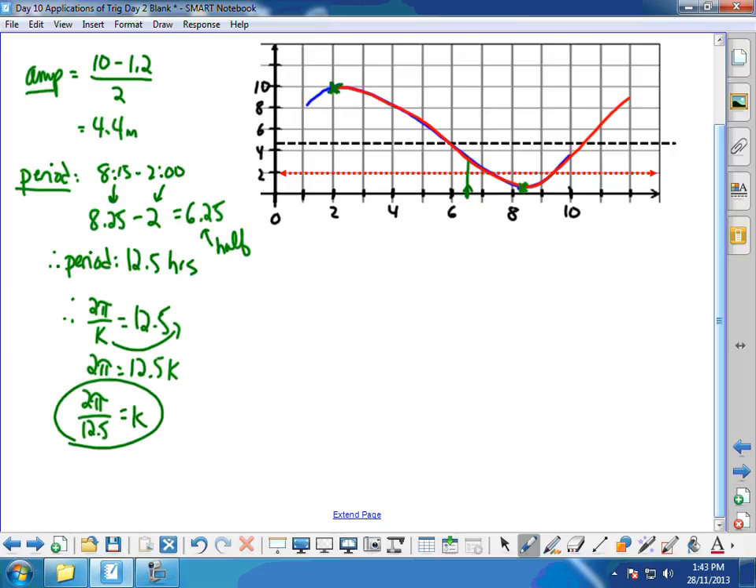Now we're going to try and figure out the phase shift and the vertical translation, and we're going to do that all on our cosine curve this time. So we're going to pretend the cosine curve starts at its max point, doesn't it? So there it is. So our phase shift is right here. The phase shift then must be right 2.